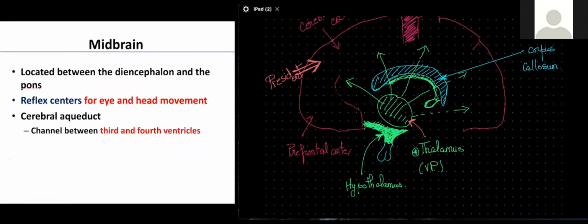First one is going to be the midbrain. It's going to be located between the diencephalon and the pons. This is where I have the centers responsible for eye and head movement, the reflex center for eye and head movement. So if you are looking at your screen right now and you decided to rotate your head to the right side, would you lose sight of the screen? What do you think?